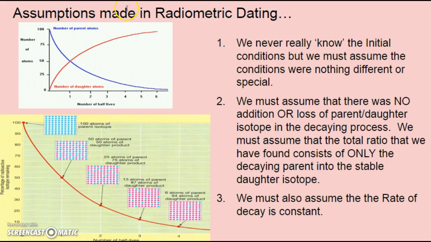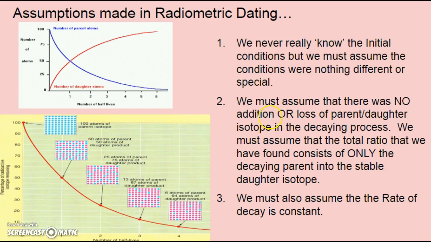There are a couple of assumptions. There are 3 rules that are applied to radiometric dating. One, we never really know the initial conditions, but we assume that the conditions were nothing different or special. We assume that what took place in the past is the same as what's taking place today. So we have these conditions that we don't know, but we assume.